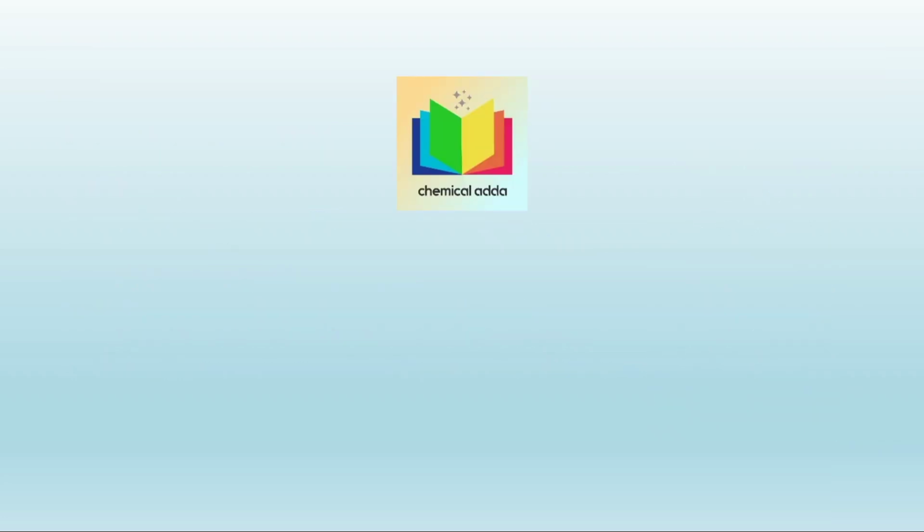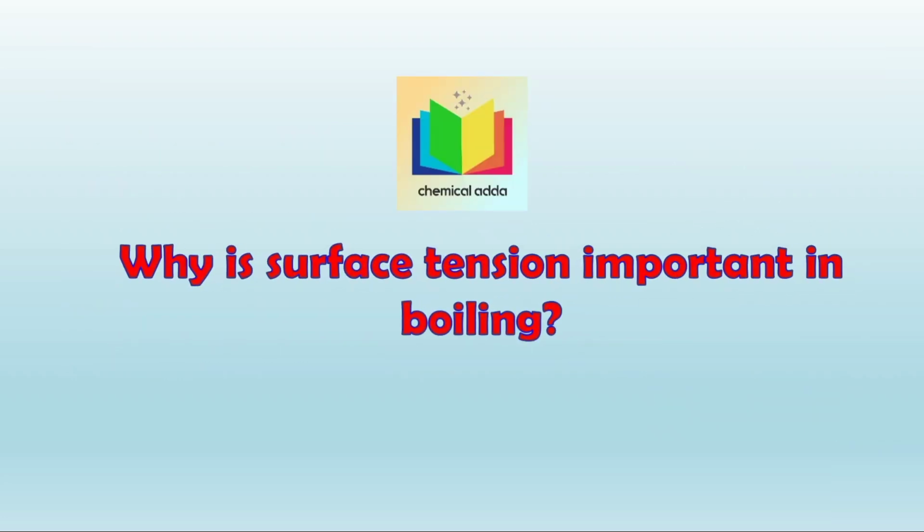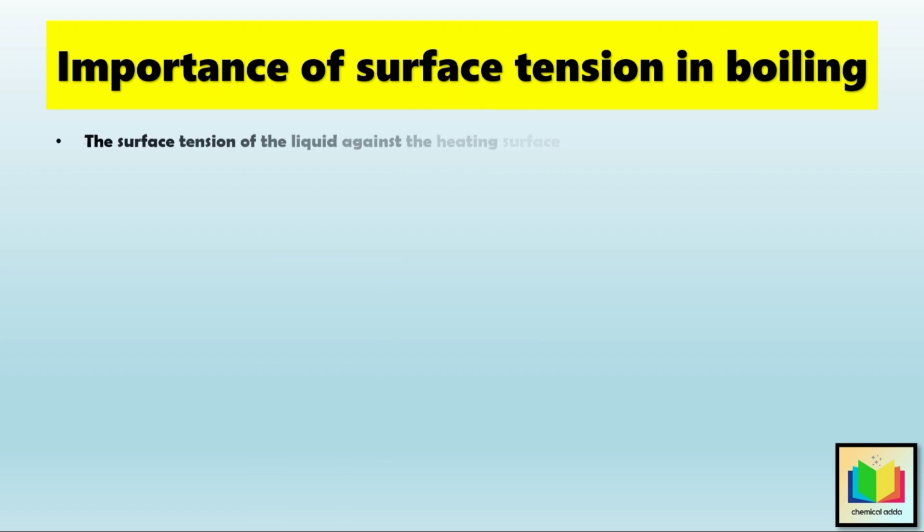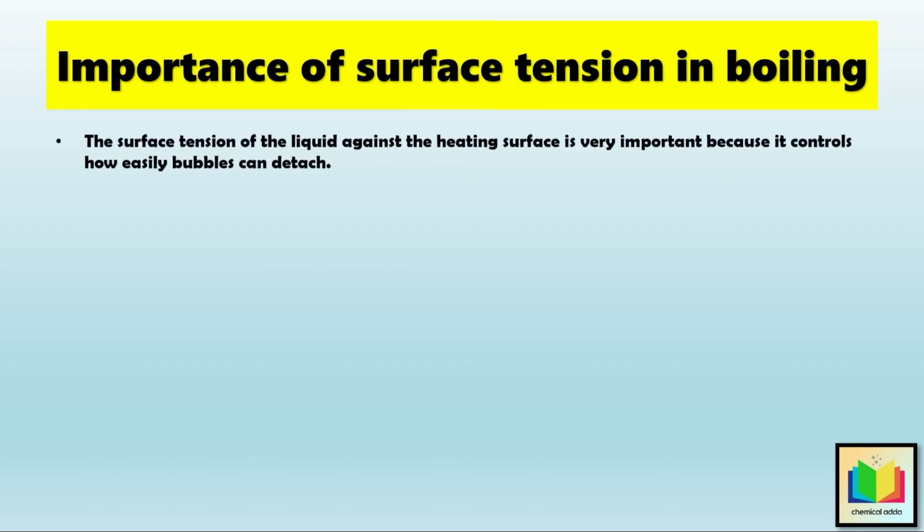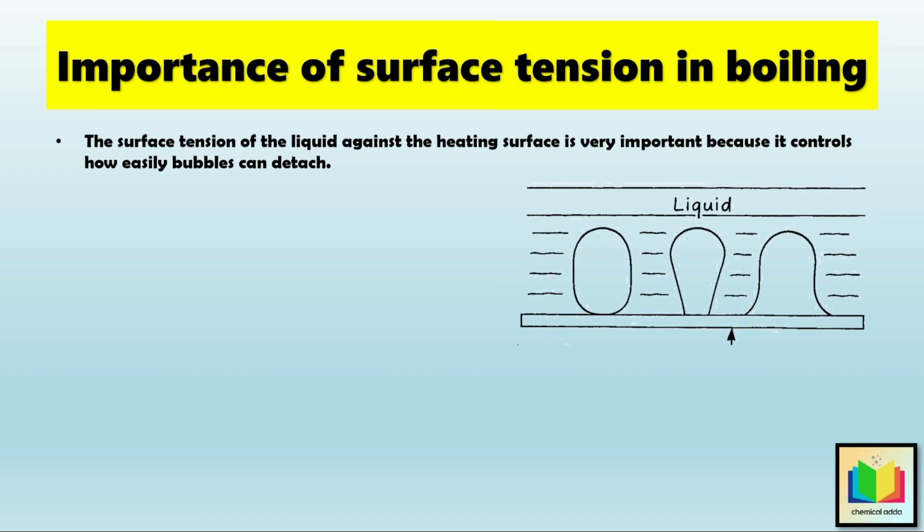Next, let's understand why surface tension is important in boiling. The surface tension of a liquid against the heating surface is very important because it controls how easily bubbles can detach. But why is this important? If bubbles detach easily, fresh liquid quickly reaches the hot surface and improves boiling efficiency. But if bubbles spread and stick to the surface, they block the fresh liquid and reduce heat transfer. Now let's see how this works in three different cases.